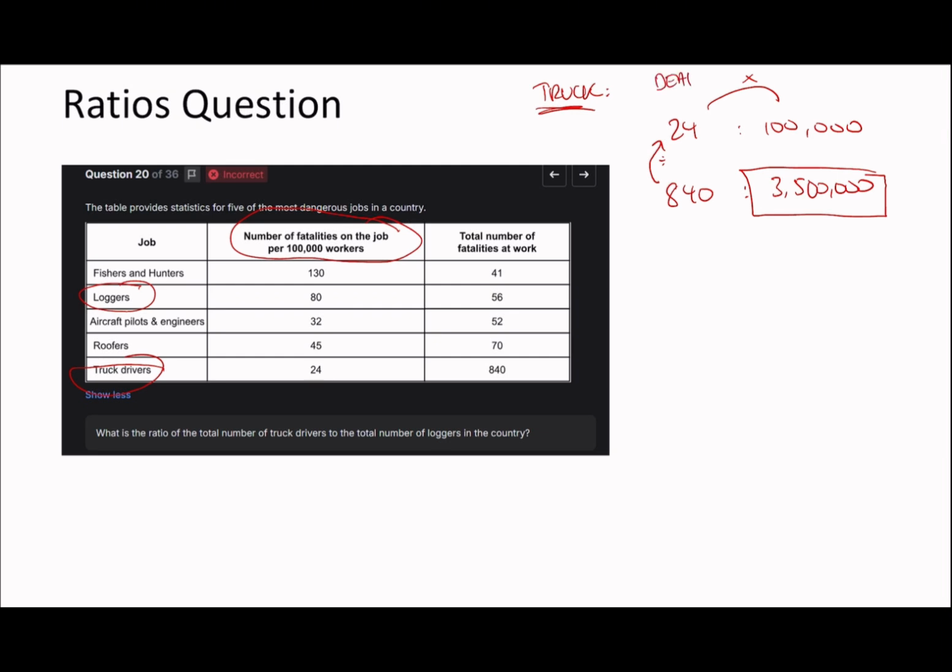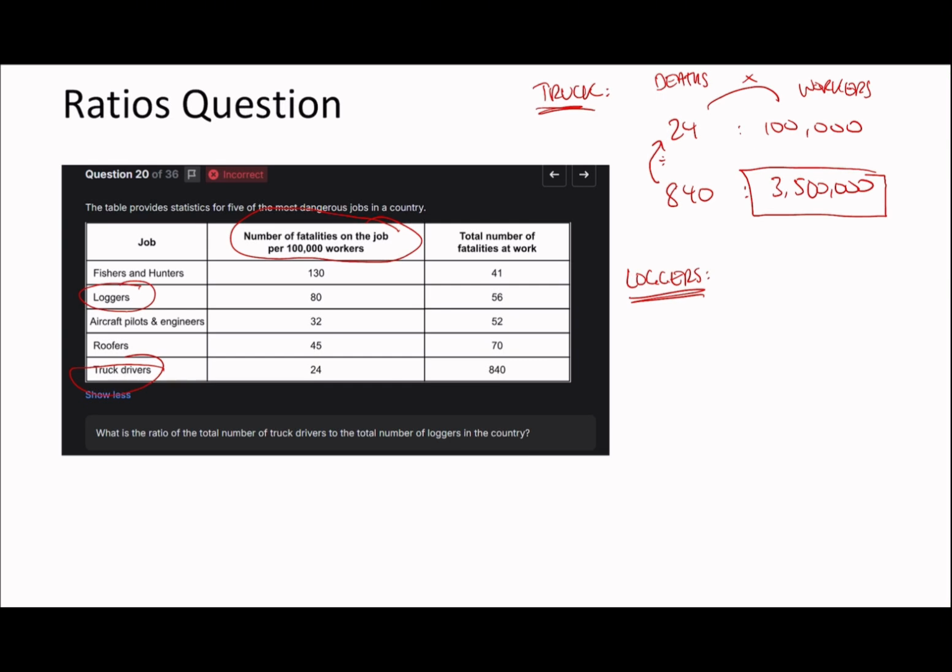Because this is deaths, this is per 100,000, this is the workers that you have. So there's 24 deaths per 100,000 workers. We know there's 840 deaths in total. And so you just have to scale up that ratio. The way that you do it is you divide by 24, times by 100,000. And then do the same thing for the loggers.